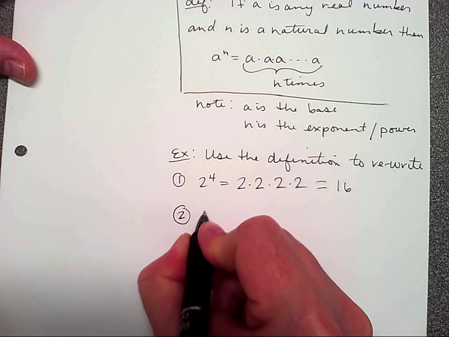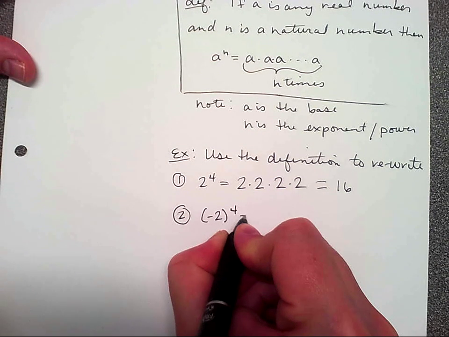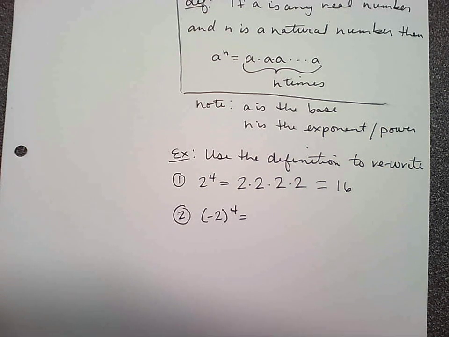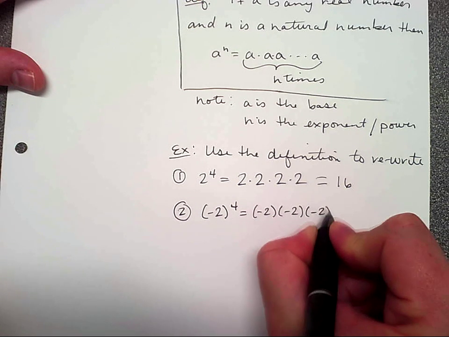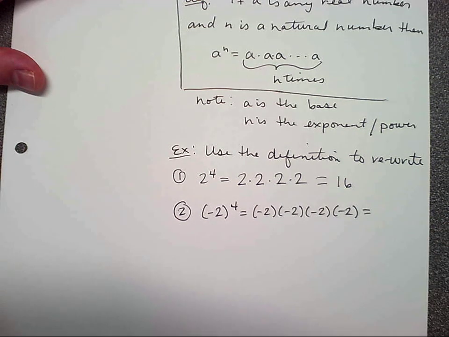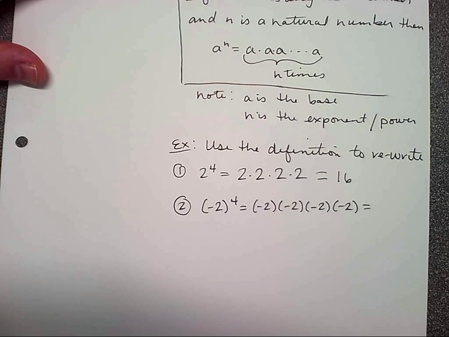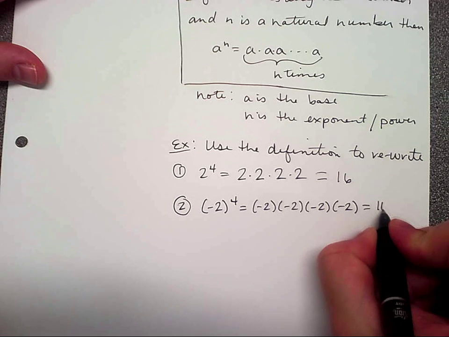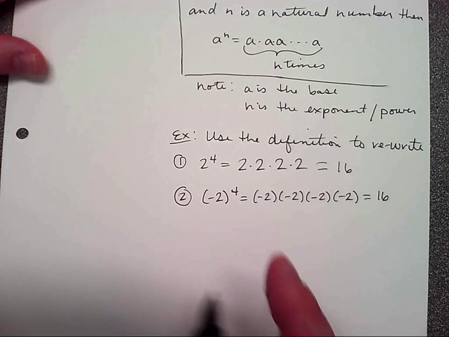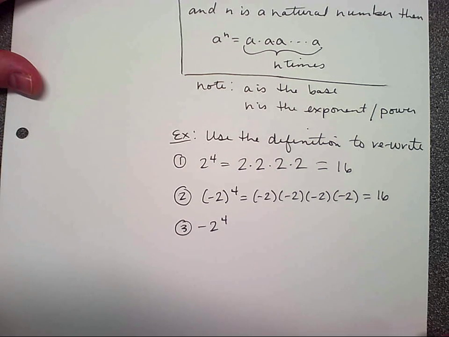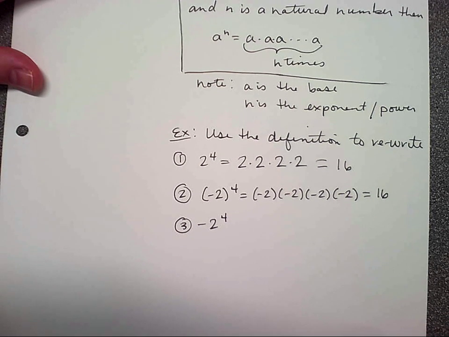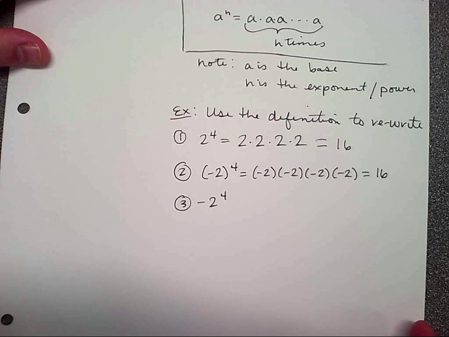Okay, let's do another example. What if I have negative 2 to the 4th? I'm multiplying negative 2 by itself 4 times, right? So what's your answer? Still going to be 16. Good. Okay, let's do another example. So what's the answer for this? Negative 16.